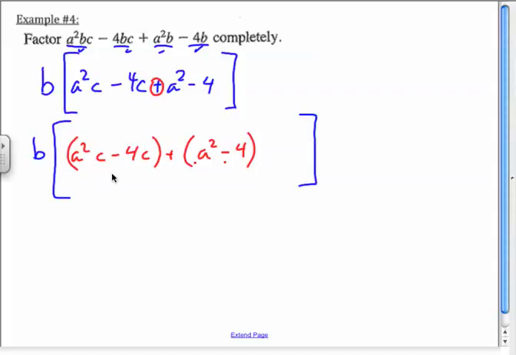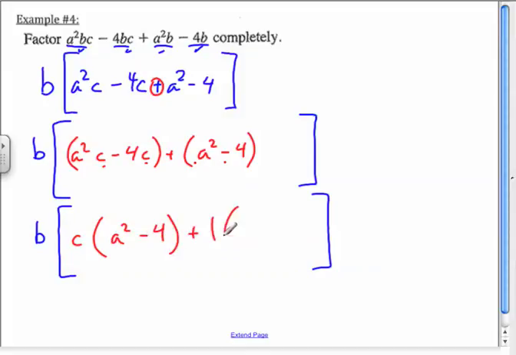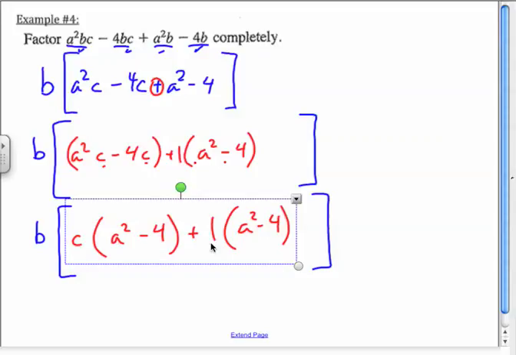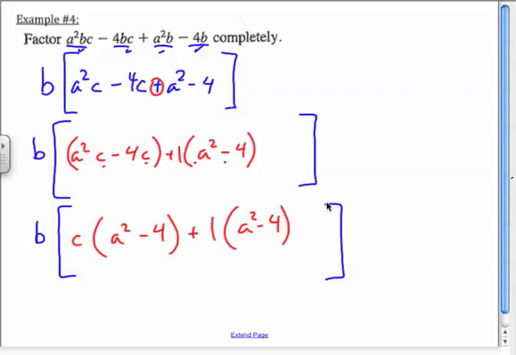And when I do that, I'm going to notice that this is B. Now, let me write this again. I notice that C goes into both of these. So I'm going to get C times A squared minus 4 plus 1 times A squared minus 4, right? I mean, it's just like there's a 1 there. Now, I hope you guys are noticing that C and 1 are both being multiplied by the same term. That means that I can pull it out. I can undistribute this thing.